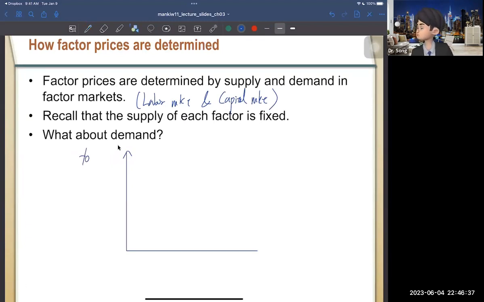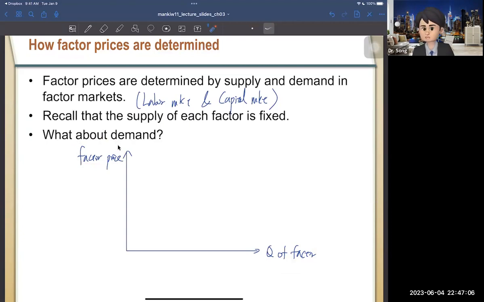Basically, demand and supply works the same as before. The y-axis is a price, and this is a factor price now, and the x-axis is the quantity of a factor. In the case of the labor market, the y-axis is the wage, and the x-axis is the number of workers. If this is a capital market, then the y-axis is the rental rate, and the x-axis is the quantity of capital.